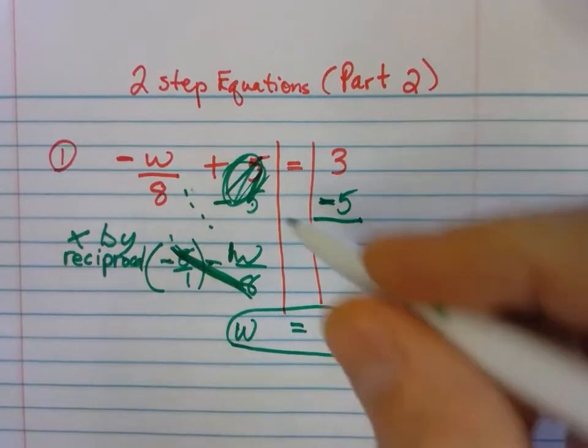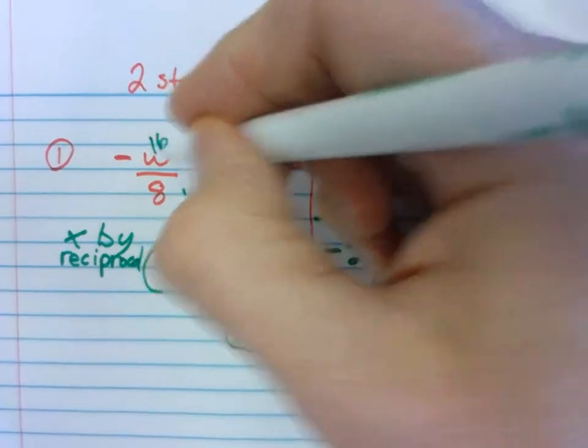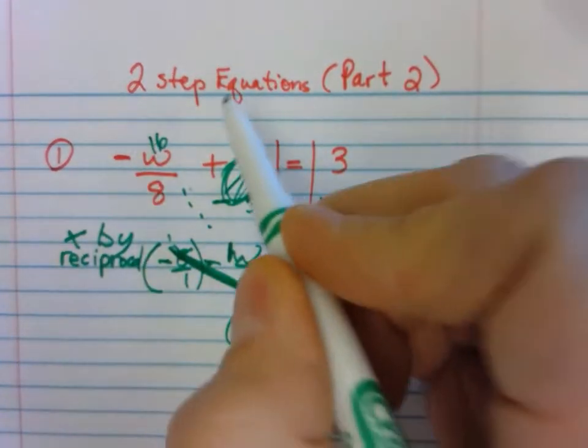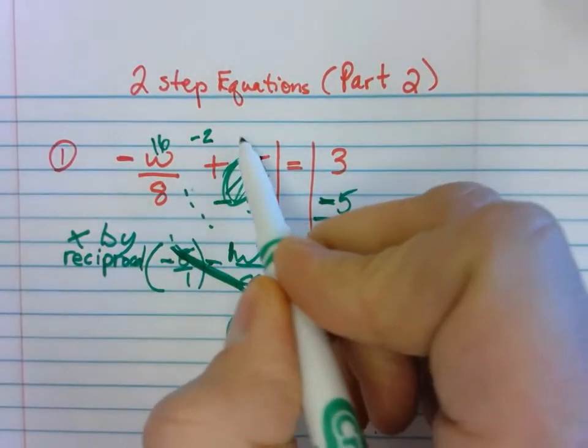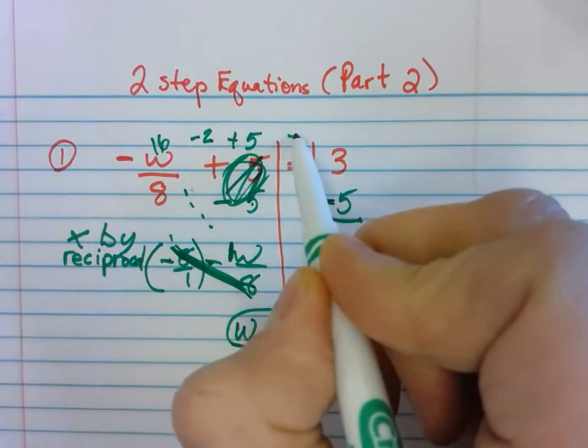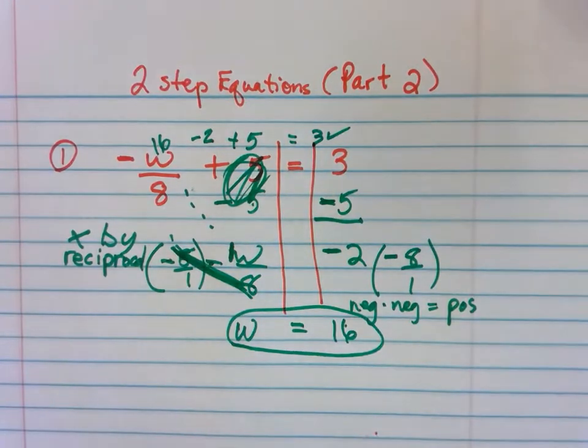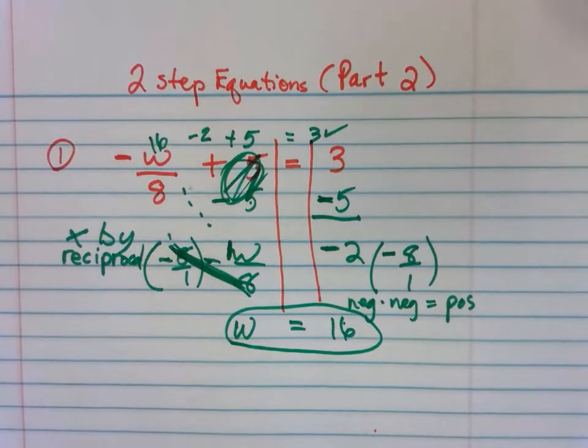If you want to know if that's right or not, you go put that number in right back up here. Negative 16 divided by 8 is negative 2. Negative 2 plus 5 would give you 3, and you can check your solution and you know you got it right.